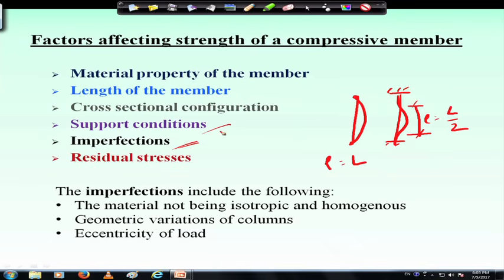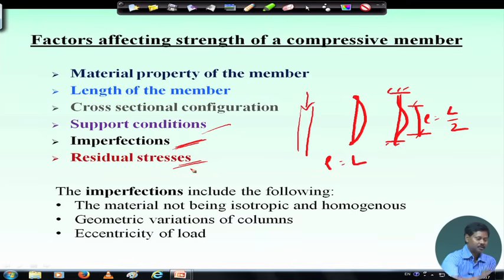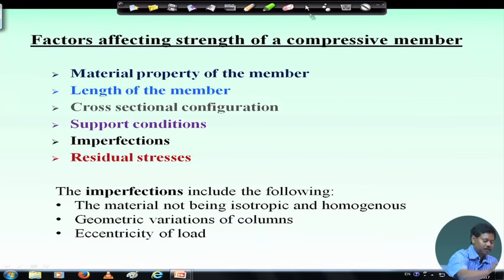Now, imperfection means that the material may not be truly isotropic and homogeneous, and there may be geometric variation of the column, that means the cross section throughout the length of the column may not be exactly the same. Then it may not have exactly zero eccentricity. So, these imperfections also affect the strength of the member. Therefore, that has to be taken care of in our design. Another is the residual stress. If residual stresses are there in the member, then the compressive strength is going to be different. So, that aspect also has to be kept in mind.